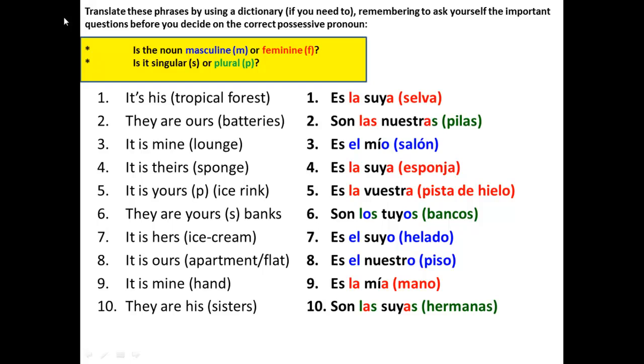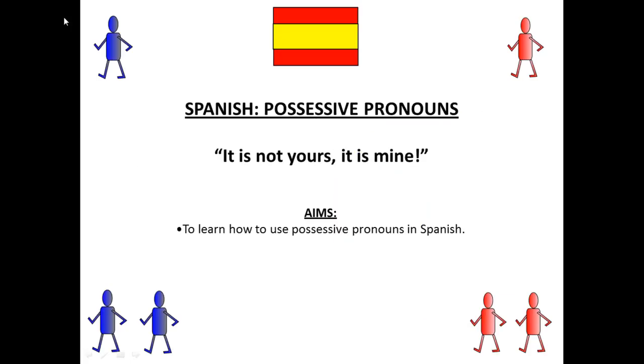Go back and check your work and correct any mistakes that you may have made. Hopefully then you can learn from them for next time. Today we've looked at possessive pronouns in Spanish. The example was, it is not yours, it is mine. And our aims have been to learn how to use possessive pronouns in Spanish.